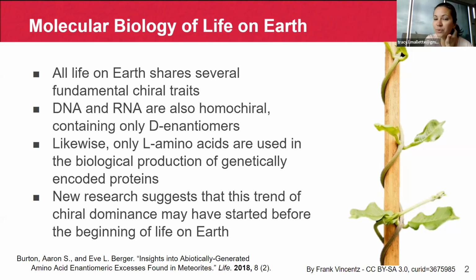This chiral selection is really striking when you consider that abiotic production of chiral molecules usually produces a racemic mixture of the different chiralities, which leads to the question of how did life on Earth end up with this chiral dominance? Well, new research that has studied amino acids found on meteorites has discovered that there's a chiral imbalance already present with these building blocks, which suggests that chiral selection may have begun before the beginning of life on Earth.